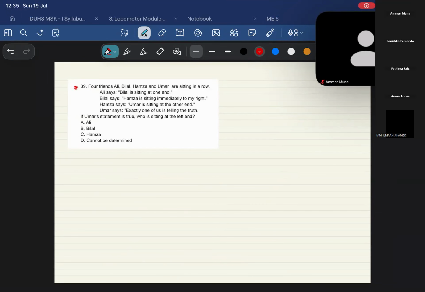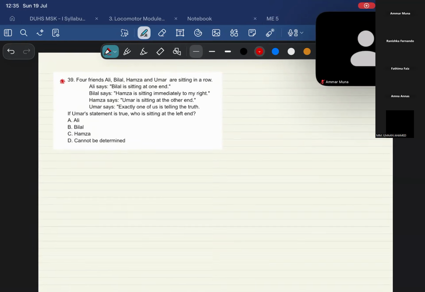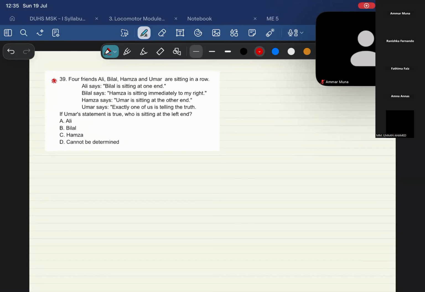So this question was wrong as well. We couldn't get a proper answer. I mean, we do have an answer because it's D. So 4 friends, Ali, Bilal, Hamza, and Umar sitting in a row. So again, we draw, so there are 4 friends. So we read the statement. Ali says that Bilal is sitting. So we have 4 statements. 1, 2, 3. So first statement says, Ali says Bilal is sitting at one end.